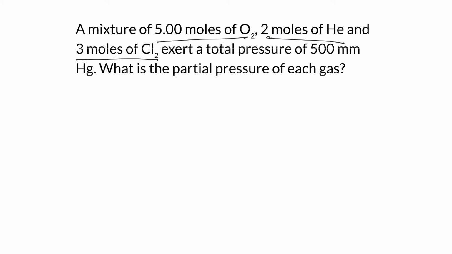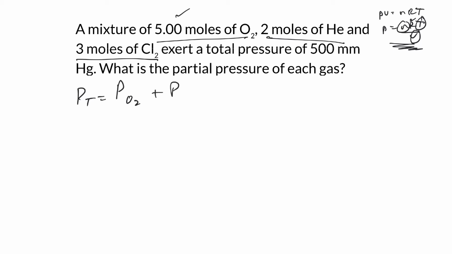I'd like to go off with my PV equals nRT, and P is equal to nRT over V. That tells me how many moles, which I have, and I know the gas constant, but I don't know a temperature and a volume. And so I'd like to use that formula, but I don't have any of that other information. But I do have Dalton's law of partial pressures. So the pressure total is equal to the pressure of oxygen, plus the pressure of helium, plus the pressure due to chlorine.